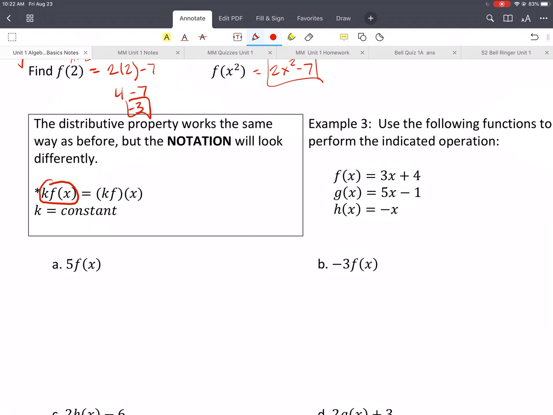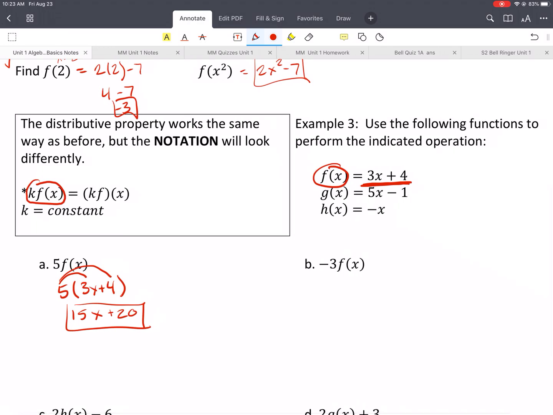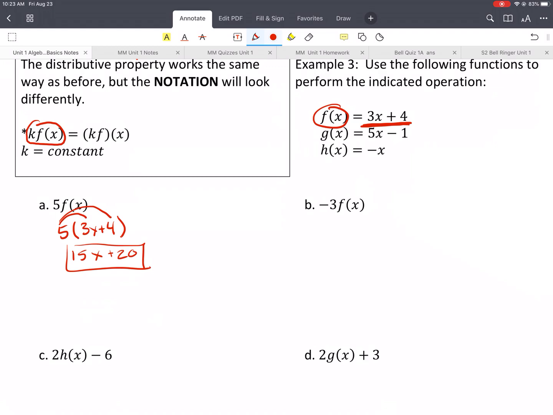Well, all you're going to do, they give you what f of x is. We're going to substitute it in for that. So we have 5 times 3x plus 4. And make sure you put a parenthesis whenever you plug in a function. Okay? If you had it differently, then you wouldn't be distributing correctly. So that gives us 15x plus 20, and that would be your answer. Okay? Pause and see if you can do B, C, and D.